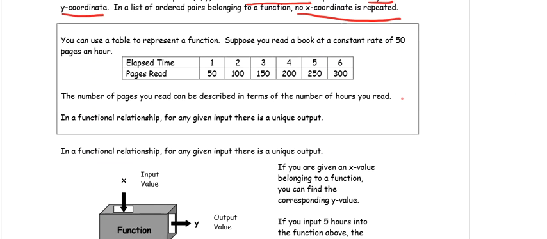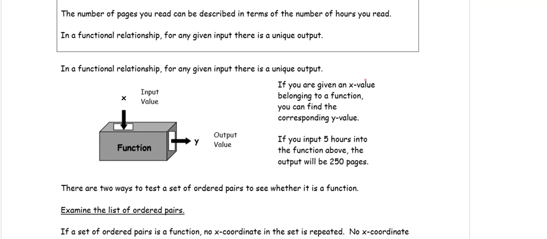So just a real life situation here. You can use a table to represent a function, which we did in the Math 6 lesson. Suppose you read a book at a constant rate of 50 pages an hour. The number of pages you read can be described in terms of the number of hours you read. In a functional relationship, for any given input, there is a unique output. We're going to be talking about what this table actually means in terms of x and y, okay? If you are given an x value belonging to a function, you can find the corresponding y value. If you input 5 hours into the function above, the output will be 250.